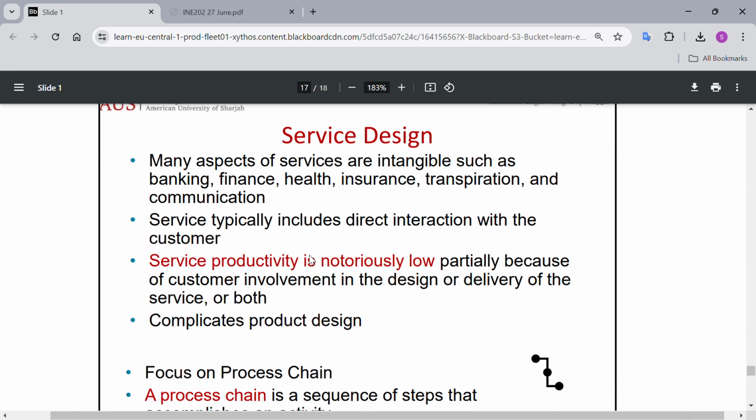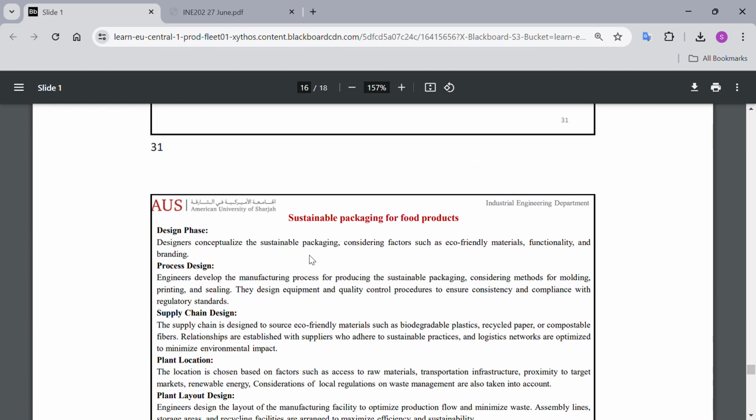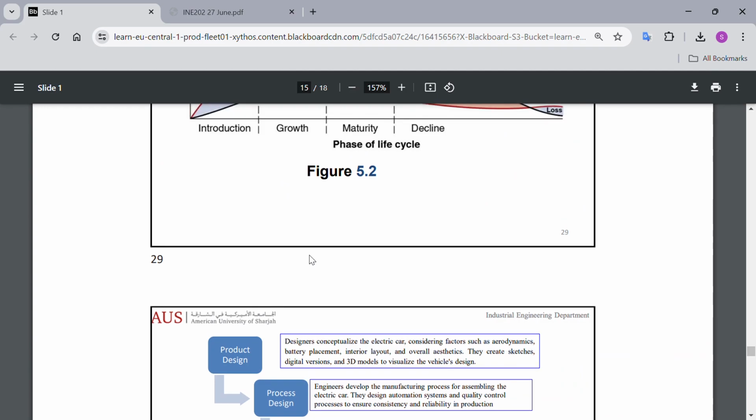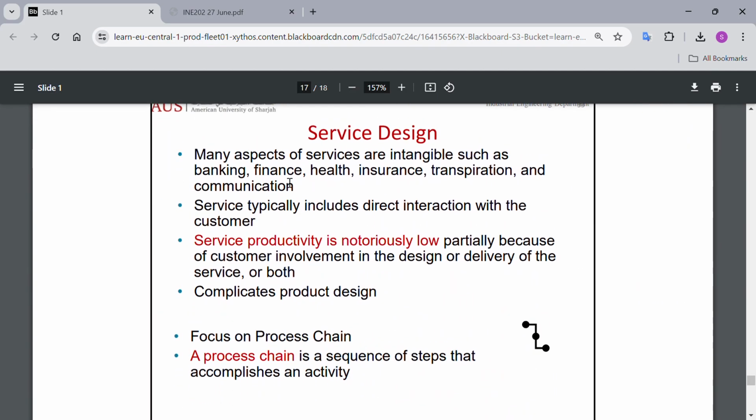Okay, so service design. Now, we were talking about a product. Now, if we're gonna talk about a service, services are usually intangible. So these include banking, finance, health. Health you could consider tangible or intangible, depending on your view. Insurance is intangible. Transportation and communication, these are all intangible services.